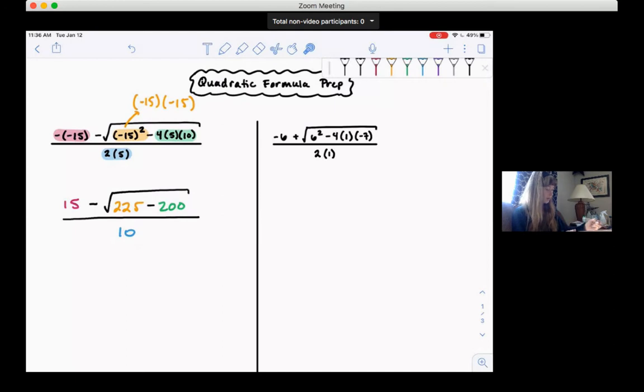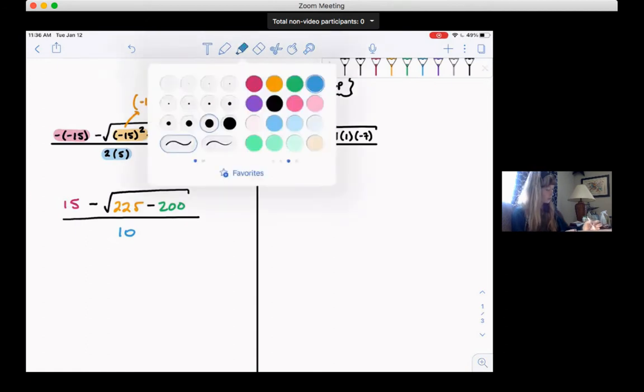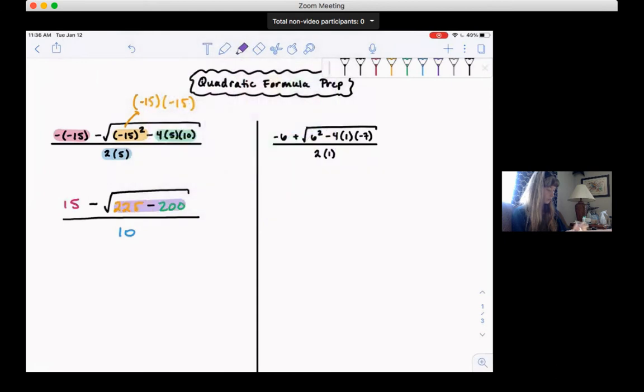Okay, next thing we're going to simplify is 225 minus 200 underneath the square root. So I guess we're on purple. We're going to do this now. So 15 minus square root stays the same. 225 minus 200 gives us just 25 now under the square root. All divided by 10 stays the same.